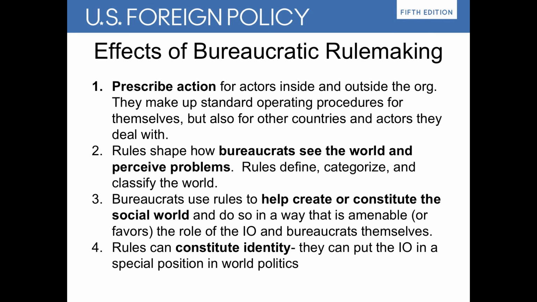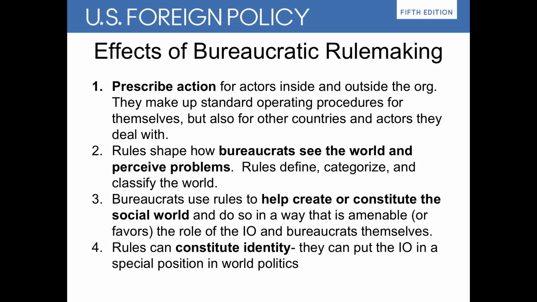So what are the effects of bureaucratic rulemaking? First and foremost, bureaucracies make rules. So one of the effects is that they prescribe action for actors inside and outside the organization. What does this mean? They make up the standard operating procedures for themselves, but also outside of themselves. So here, it's everyone else in the United States who is not in their agency, and those that come from outside the country as well.